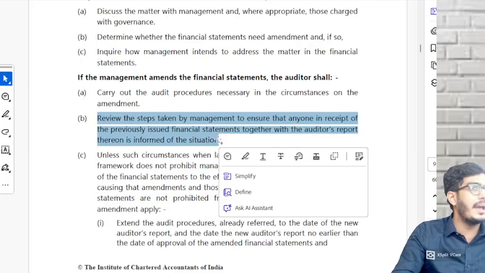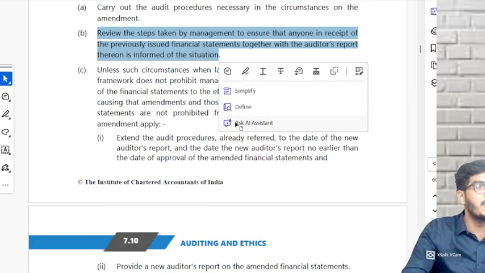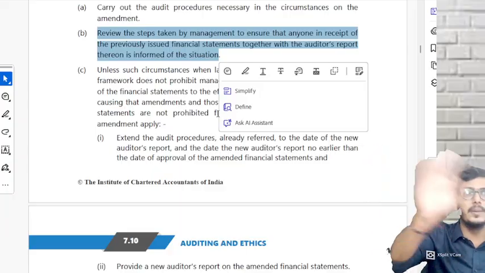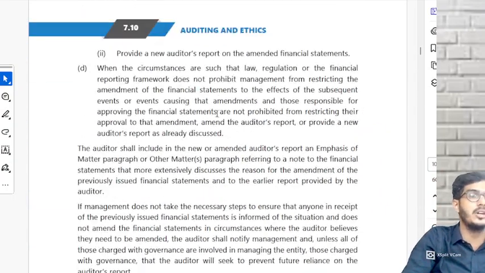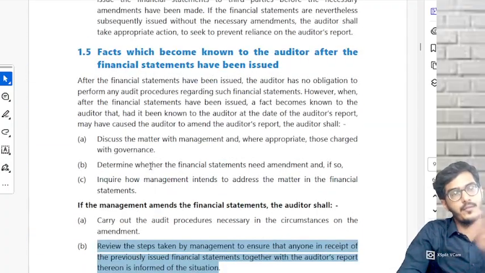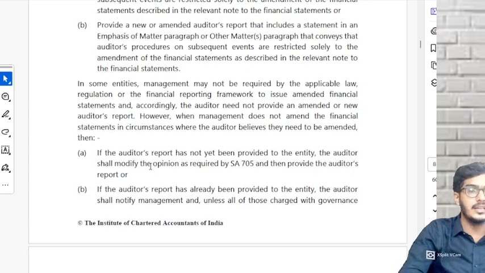But again, same case. If the management does not take those steps, what will you do? You will take actions against the company. You will try to tell users, please don't rely on that FS and auditor's report. It is a copy paste of your 1.4. That is the second subsequent event.